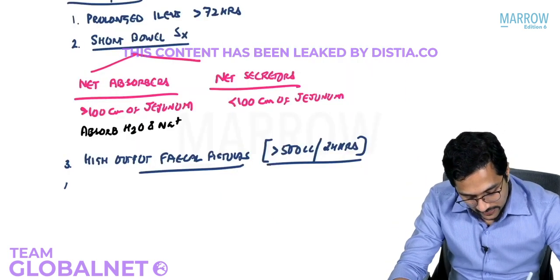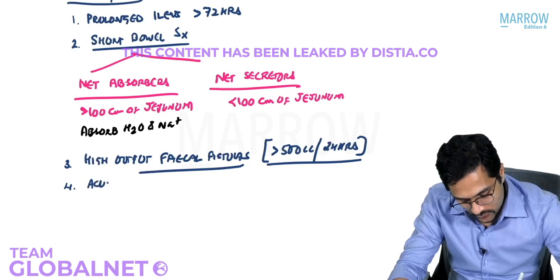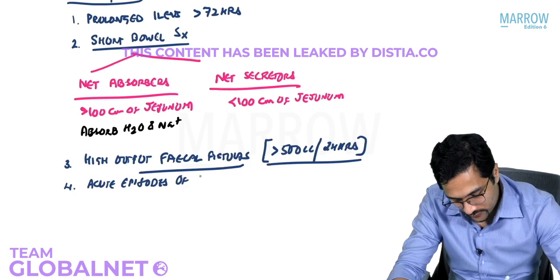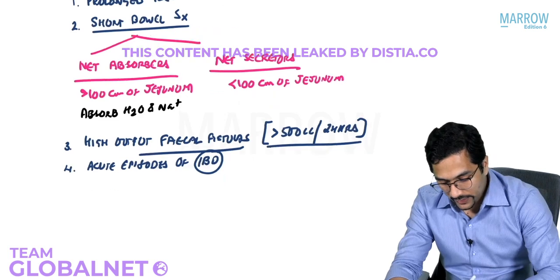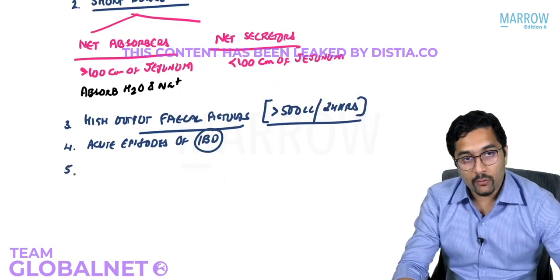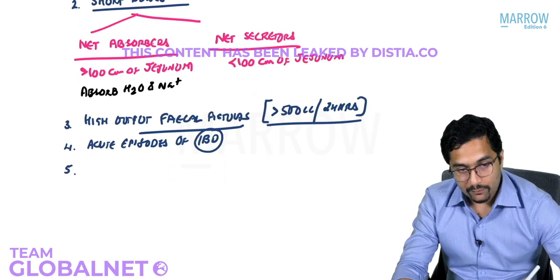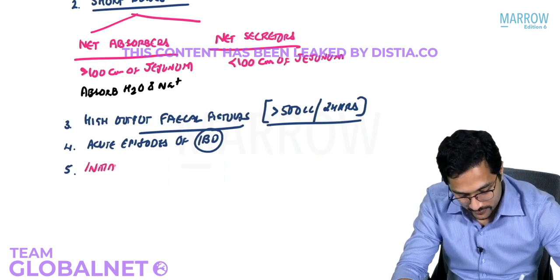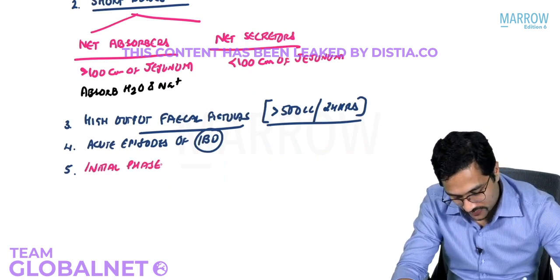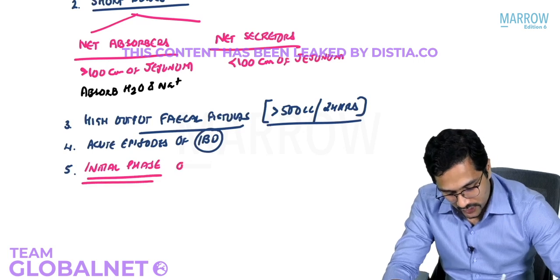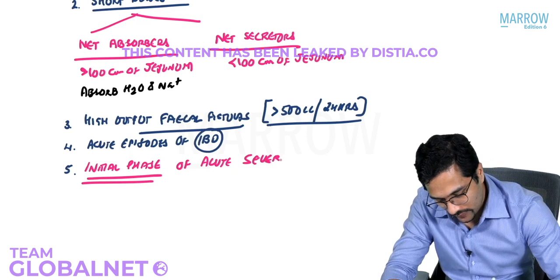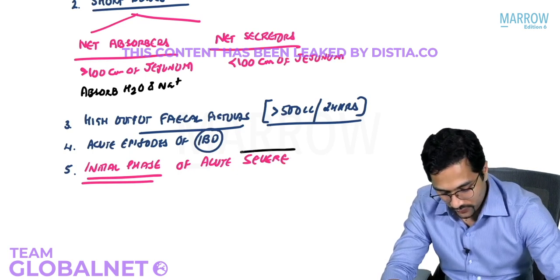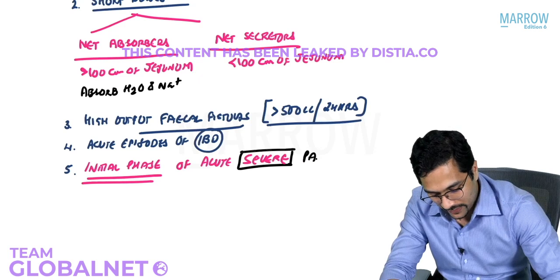Other indications are acute episodes of inflammatory bowel disease. IBD is inflammatory bowel disease, again something covered in the small and large bowel module. And finally, this is very important, and mind you, I'm writing it with a different colored pen so that there's no confusion: the initial phase of acute severe, again I'm going to underline severe, pancreatitis.